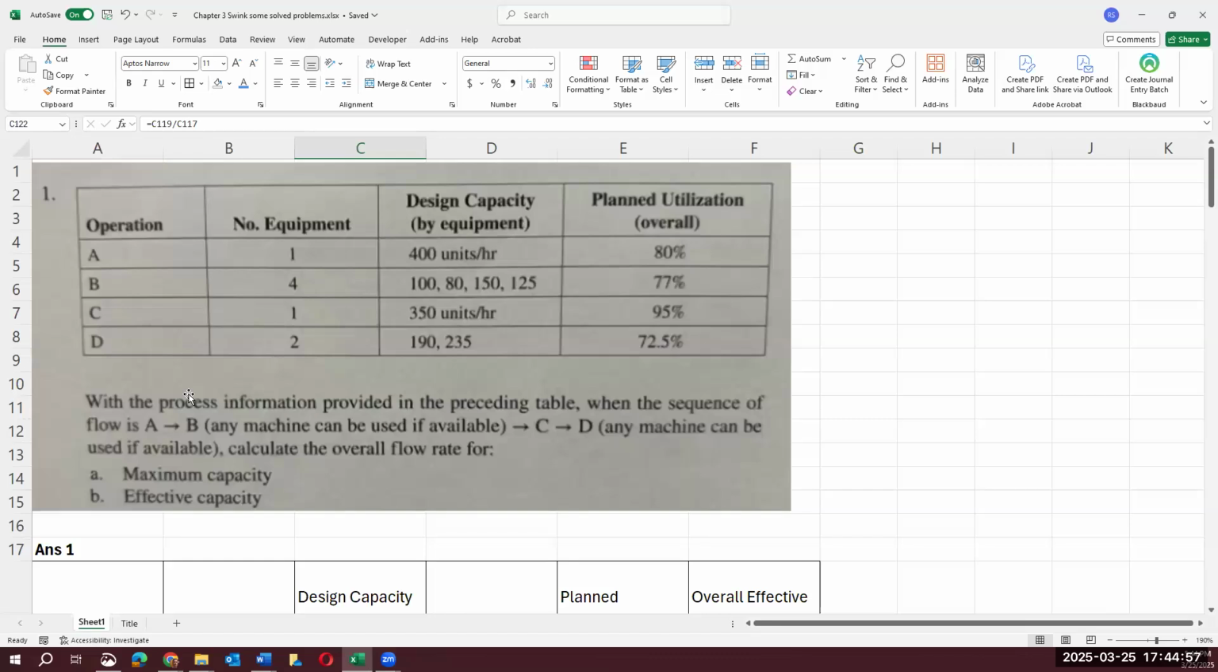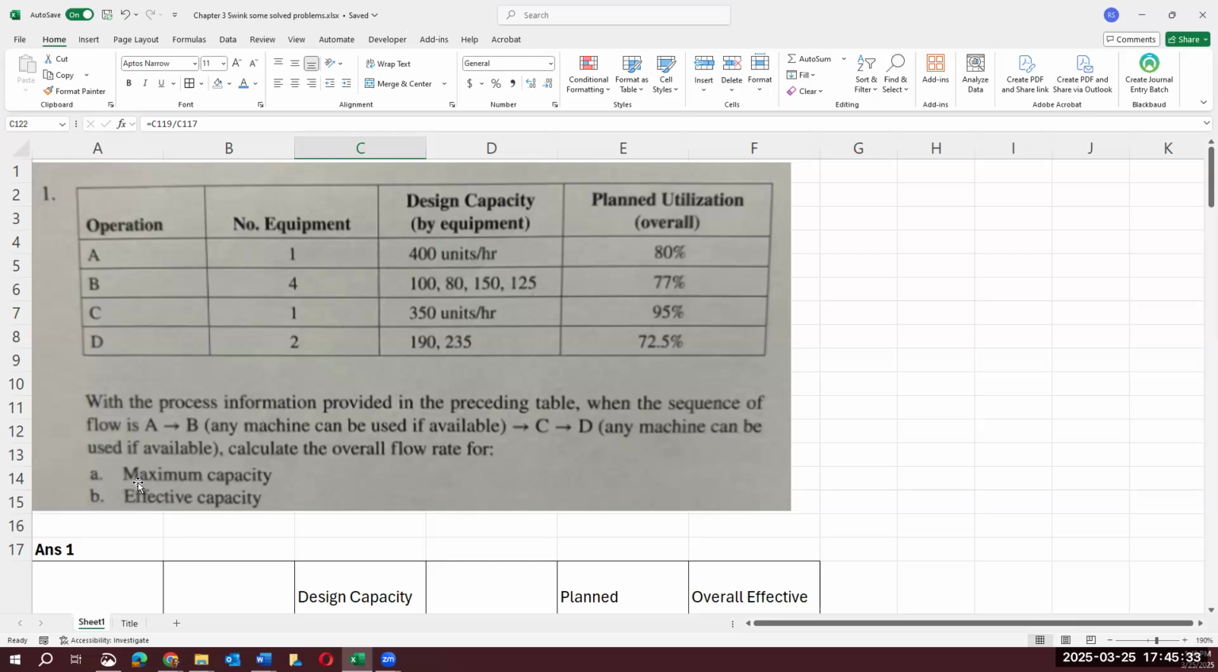All right, the first problem which I have here is the first problem in the book at the end of the chapter. You have several operations A, B, C, D, and operation 1 has only one machine. Now B has multiple machines. So basically products are going from A and B, whichever machine is available, they will go to B, and then they will go to C, and then from C, they will go to D, whichever machine is available as depicted here. And design capacity is given and planned utilization is given.